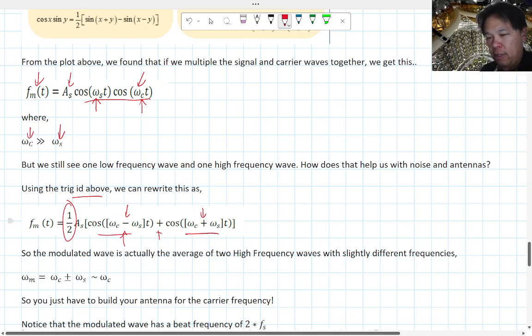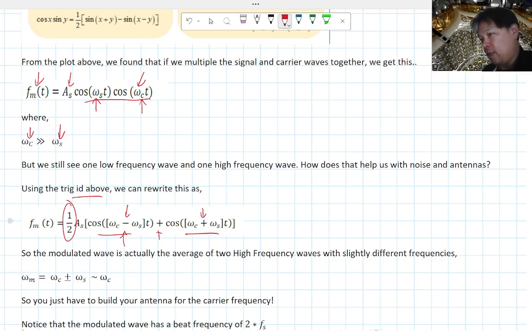omega c, let's say that's 1 million, and let's say your signal is 1 kilohertz, so your carrier is 1 megahertz. Let's just deal with f when I'm talking, but when I'm writing, I just use omega. Your carrier frequency is 1 megahertz, your signal frequency is 1 kilohertz. 1 million minus 1,000 is still about a million, it's 999,000. Similarly, if you add 1,000 to a million, you still get about a million. So these two are actually sums of two high frequency waves.